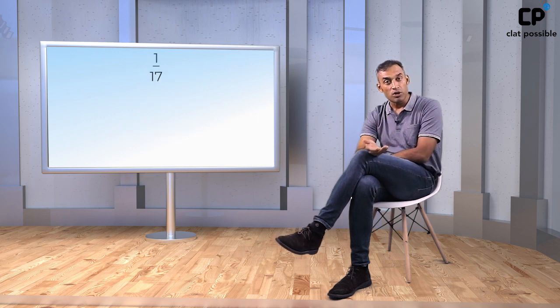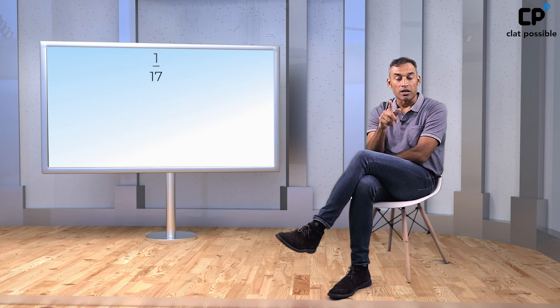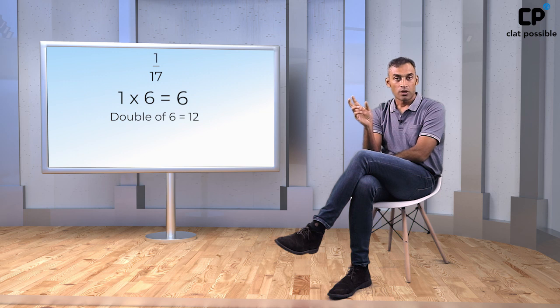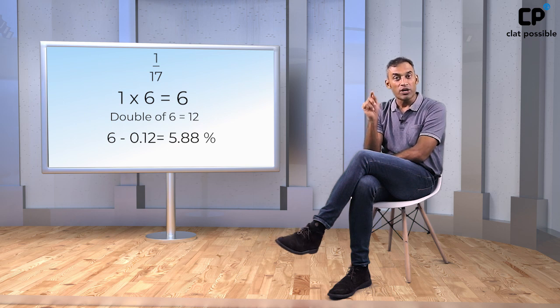You know what we do in 1 upon 17? We multiply the numerator by 6. Here you have numerator as 1, so we multiply 1 by 6. That becomes 6. And then the double of 6 is 12. And then we do 6 minus 0.12. We put 2 decimal shifts there. And 6 minus 0.12 is 5.88.